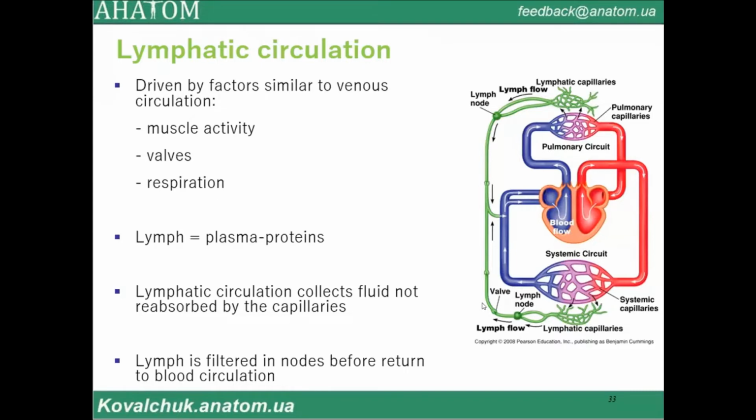Lymphatic circulation is driven by factors similar to venous circulation: muscle activity, valves, and transpiration. Lymph, does it mean plasma and proteins? Lymphatic circulation collects fluid not reabsorbed by the capillaries, and lymph is filtered in nodes before returning to the blood circulation. You look at lymphatic capillaries starting, and after this lymph nodes, a place where bacteria and viruses are stopped and crushed. Next, valves are present, and some lymphatic ducts move lymph to the blood flow.